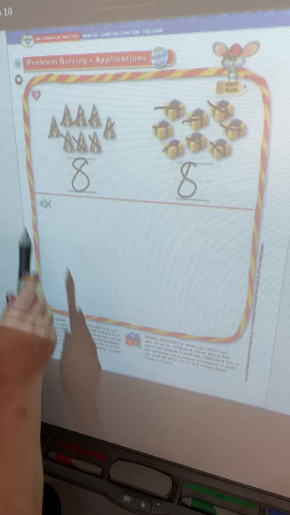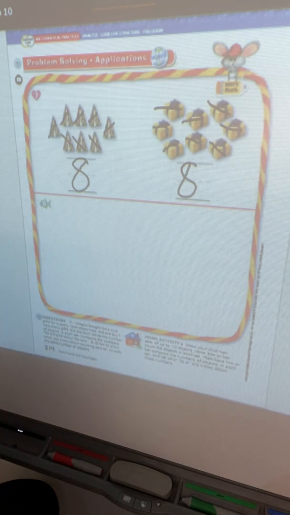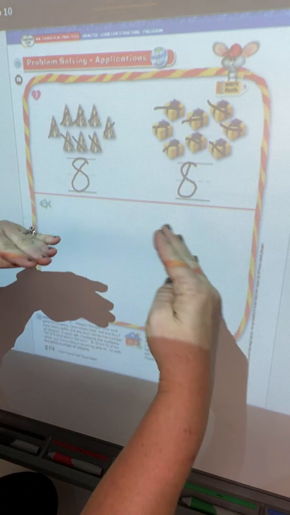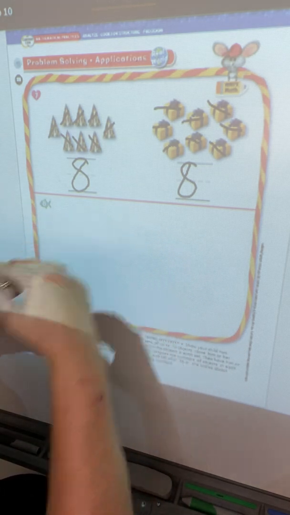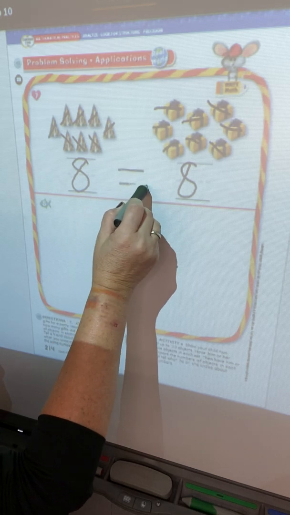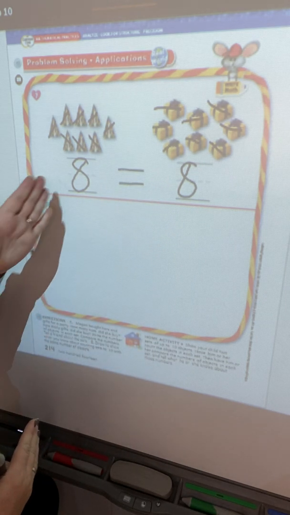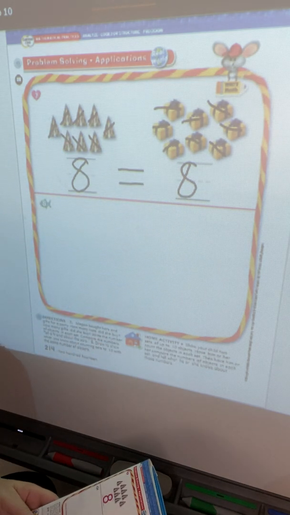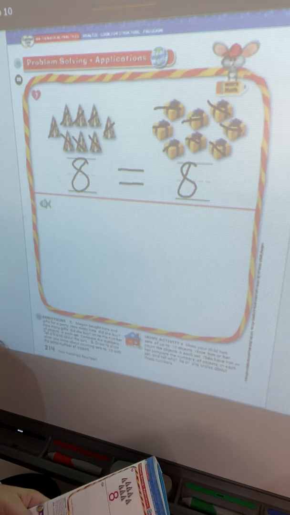Well, what do you know about 8 and 8? Is one number greater than the other? Is one number less than the other? What do you know? Did you know that, what do we call that? Equal. They're equal. They are the same. If we were looking for a symbol, that's what the symbol would look like. 8 is equal to 8. It means they are the same. Very good. If you knew that, awesome.